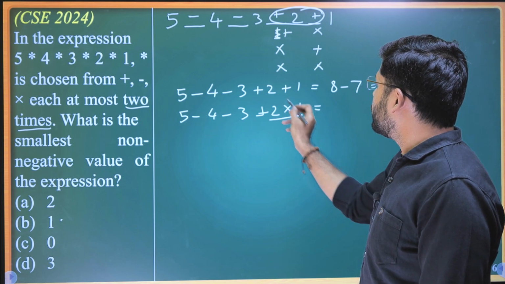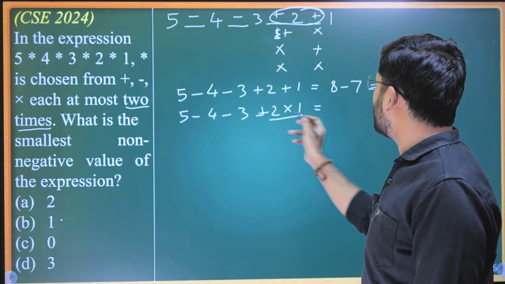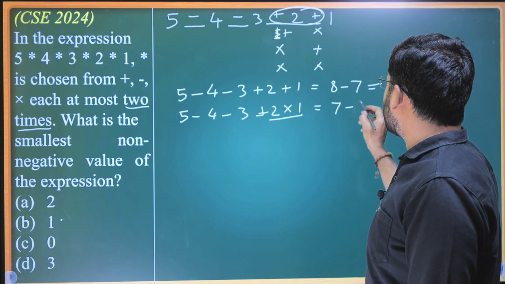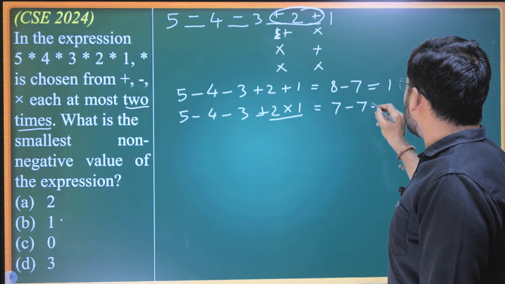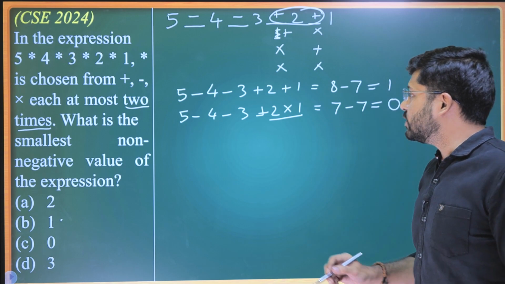2 into 1, that would be 2. So 5 plus 5 plus 2, that would be 7. And minus 4 and minus 3, that will give us the minus 7. So 7 minus 7, we get a 0.